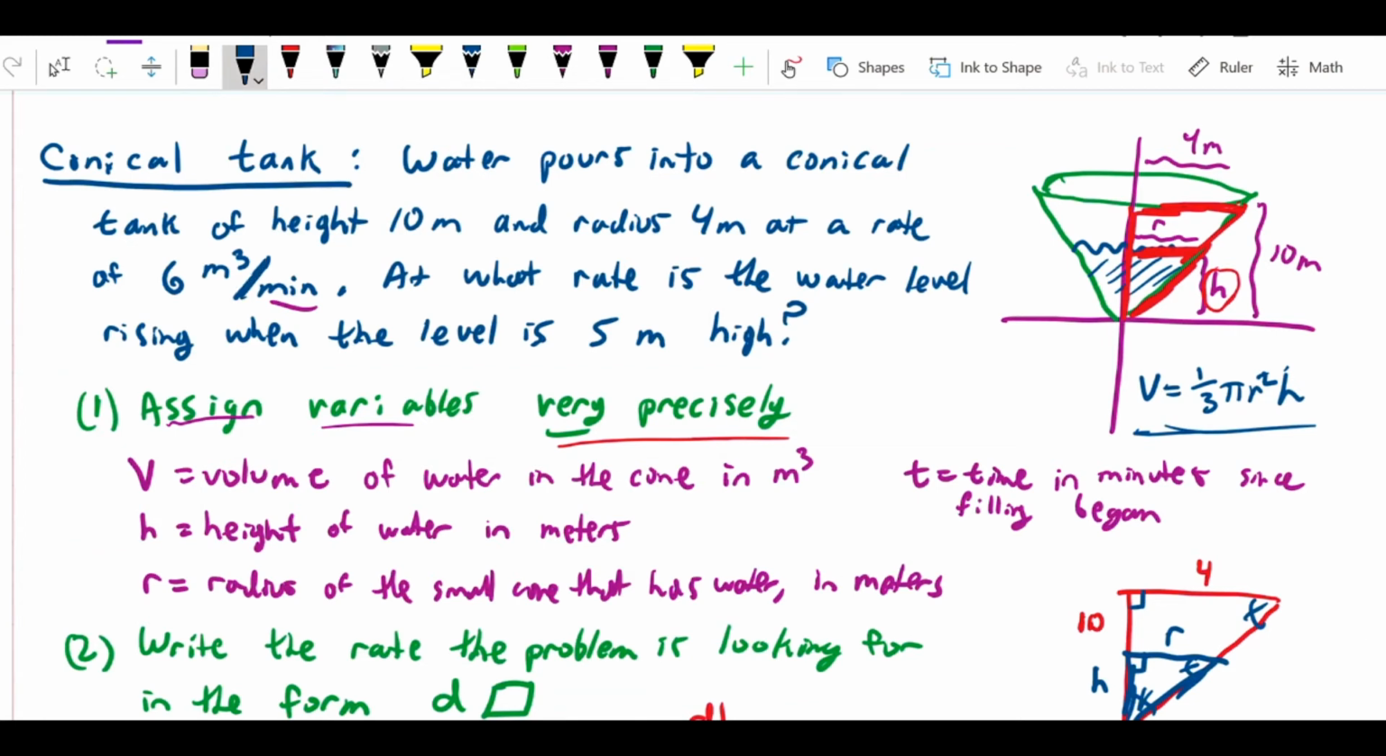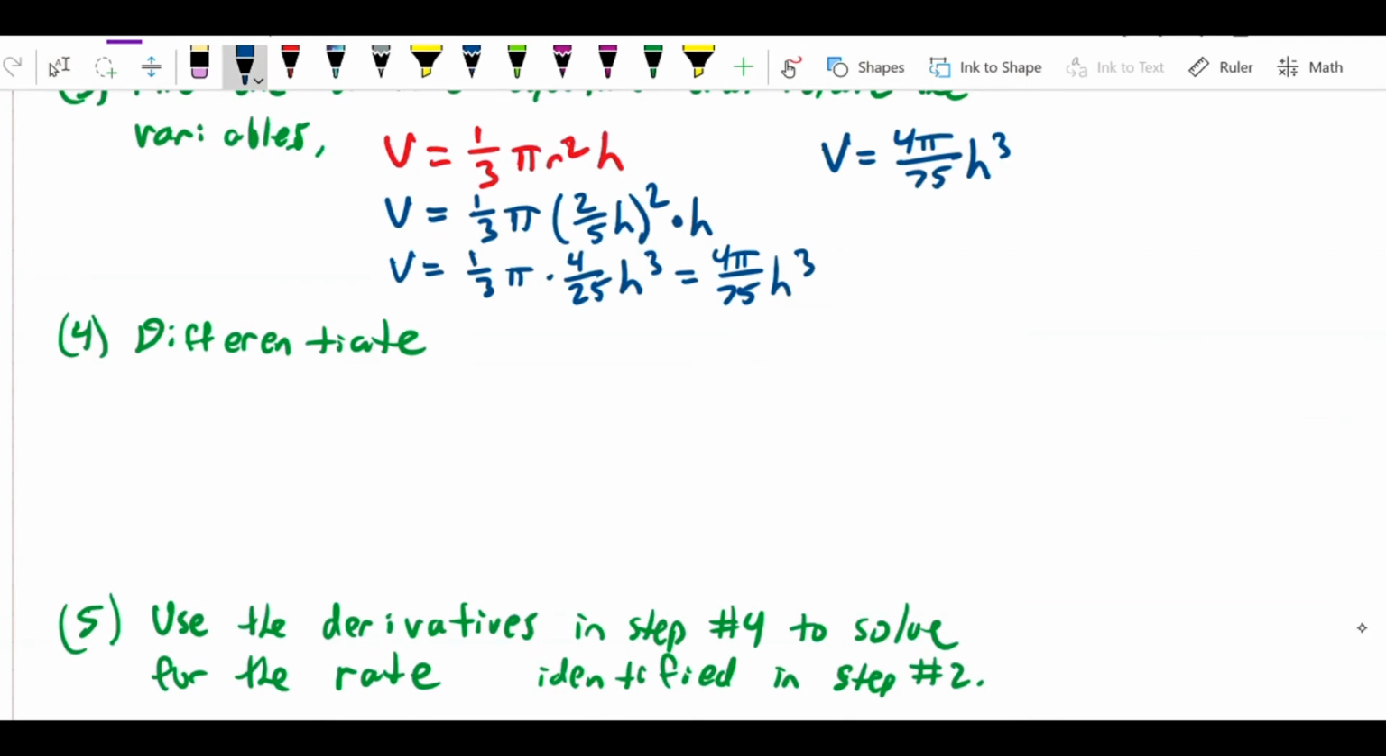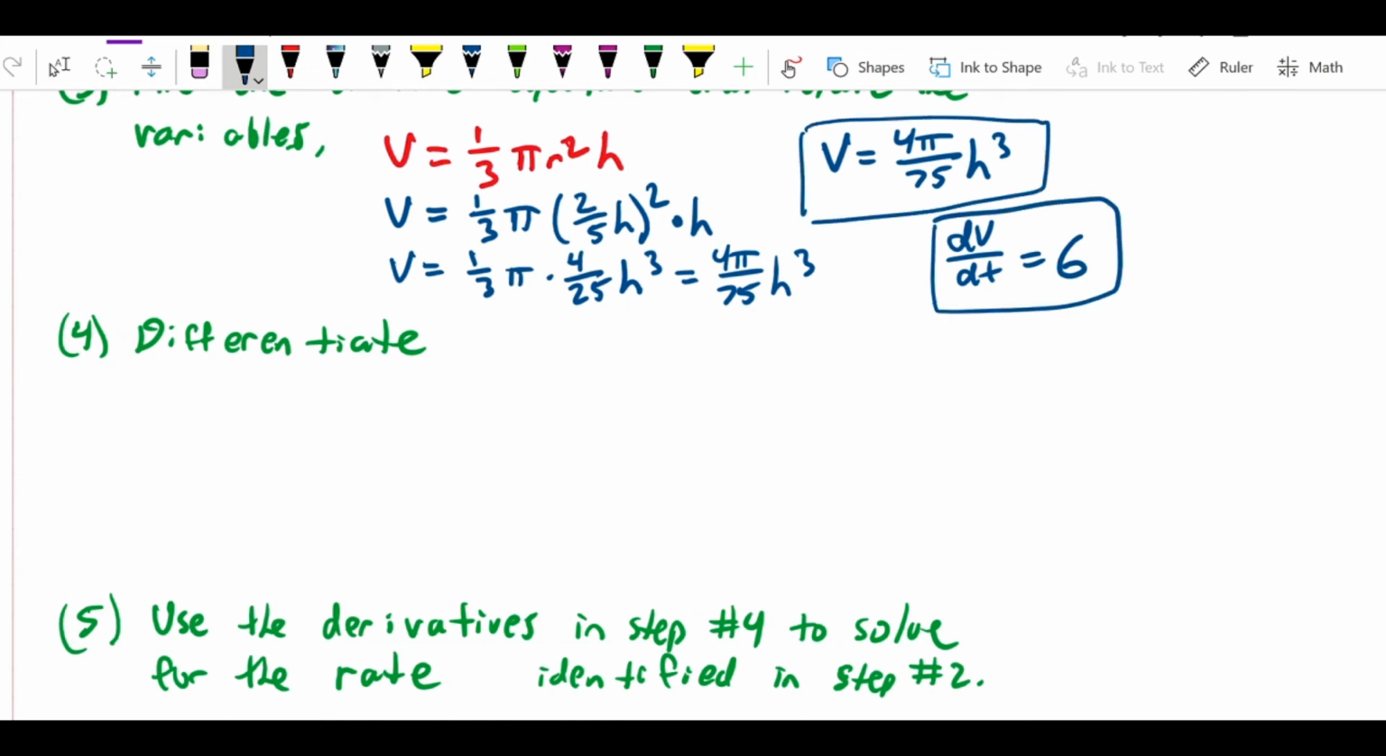Meters cubed is a unit of volume, minutes is a unit of time. So this is like volume per time. And we can conclude that we're being given that dV over dt is equal to 6. So these are our two equations that we're actually going to make use of. Now what we want to do is differentiate. We want to differentiate with respect to time.